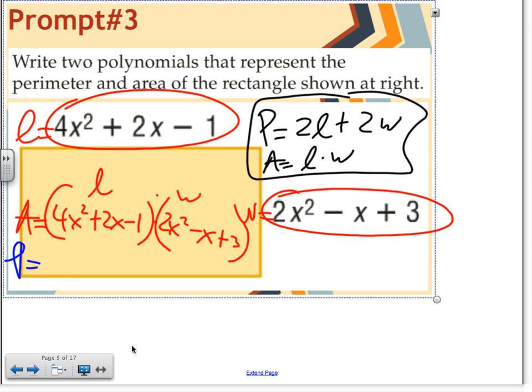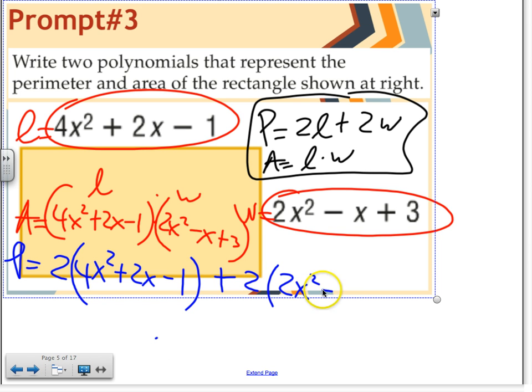2 times, parentheses, 4x squared plus 2x. Okay, so that's 2L. Now what? Plus 2, parentheses, 2x squared minus x plus 3. Okay, any questions so far on that? That's pretty straightforward, isn't it? 2 times L plus 2 times width.